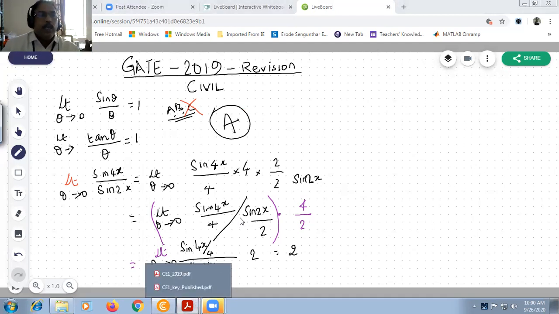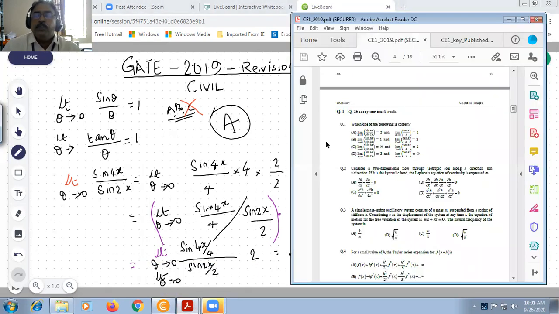There are two types. One is by applying the limit directly. Another is by using identities like the limit as theta tends to 0 of sin theta by theta, or tan theta by theta, is equal to 1. Again, you can use L'Hospital's rule here: cos 4x by cos 2x. If you do it directly, it is 1 by 1, which equals 1. So directly we cannot get the answer. This is a problem here.